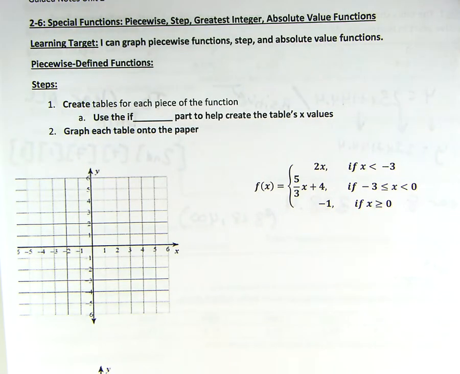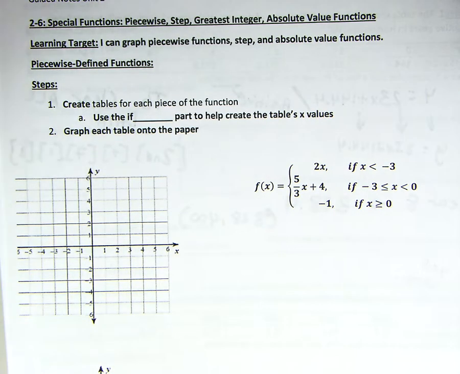Or we're going to go into 2.6 special functions. Piecewise is the one for day one, just piecewise functions. So this is just for day one, just piecewise. Steps: create tables for each piece of the functions. Use the if part to help create the table x values, and then graph each table onto the paper.